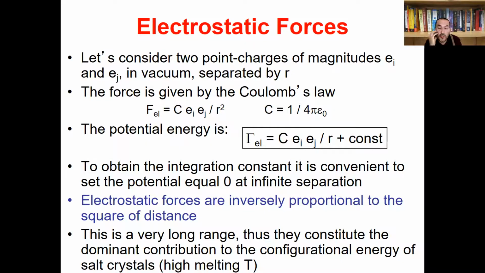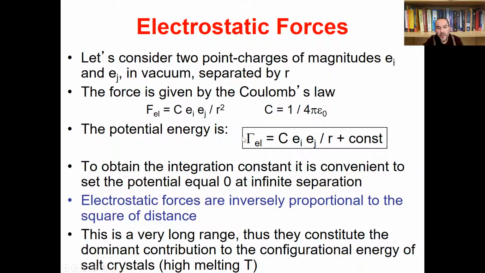So the first and perhaps the most understood type of force that we are going to look into is the electrostatic force. This is due to the interaction of two point charges. Suppose you have two particles, particle i and particle j, in a vacuum separated by r. The force acting between them is C, a constant equal to 1/(4 pi epsilon 0), where epsilon 0 is the permittivity of the vacuum, times the product of the charges on the particles divided by r squared.